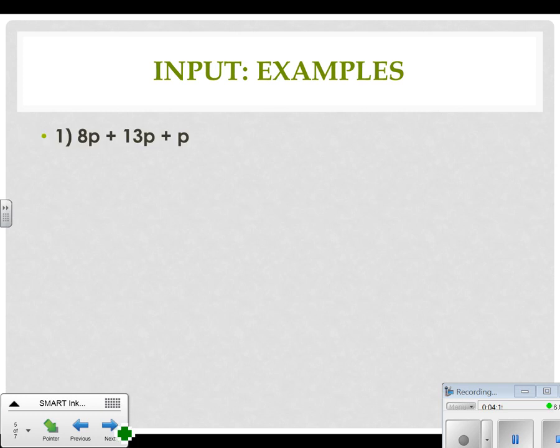We're going to do some examples. 8p plus 13p plus p. We can combine all 3 of these terms together because they all have a p to the first power. So we look at the number in front of the variable, which is called the coefficient. 8 plus 13 plus, this is a 1. So 8 plus 13 plus 1 gives you 22p.